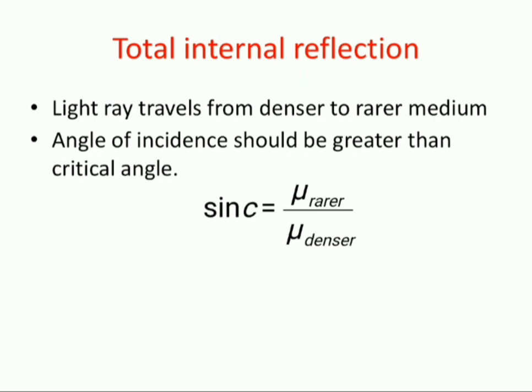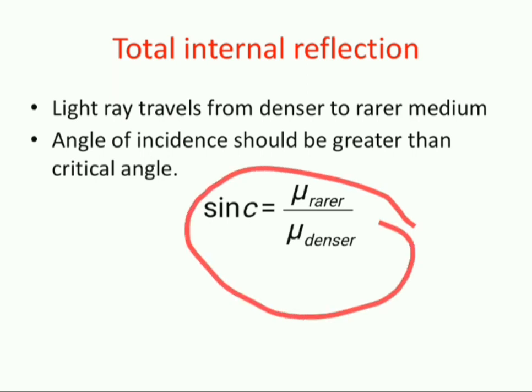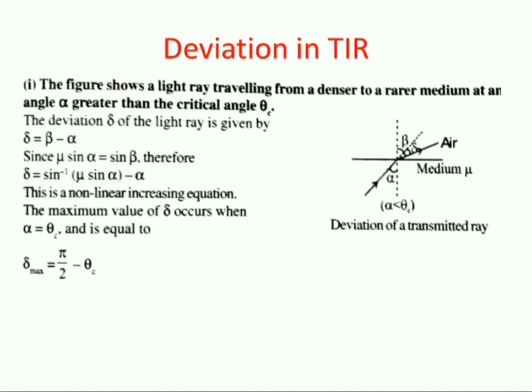Then coming to total internal reflection. When does a light ray undergo total internal reflection? While traveling from a denser to a rarer medium, only if the angle of incidence is greater than the critical angle. And what is the relation between critical angle and refractive index? Sin C is equal to 1 by mu 2 1, or sin C is equal to mu of the rarer medium by mu of the denser medium. And here for total internal reflection, we have to remember the formula of deviation.